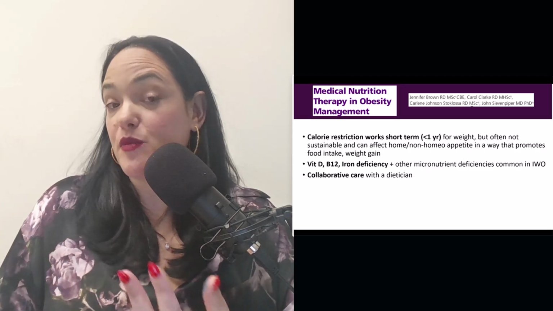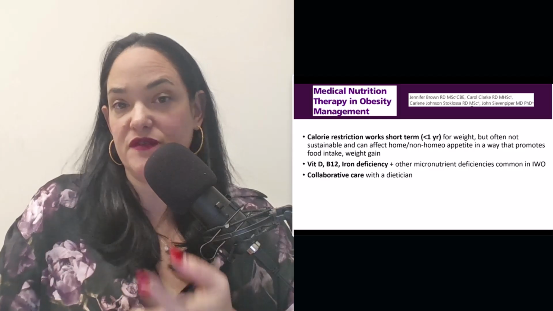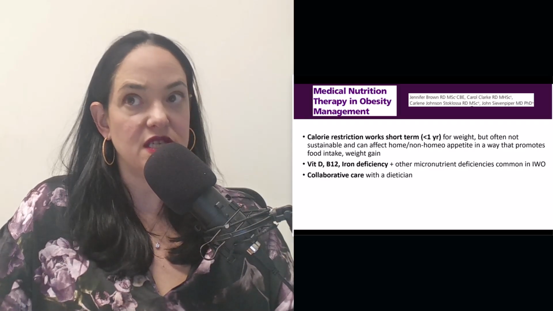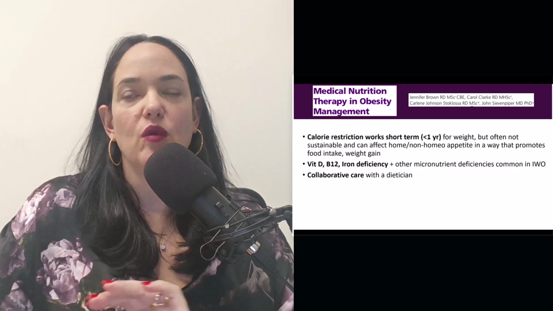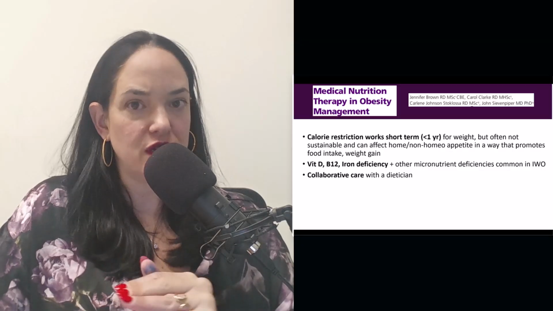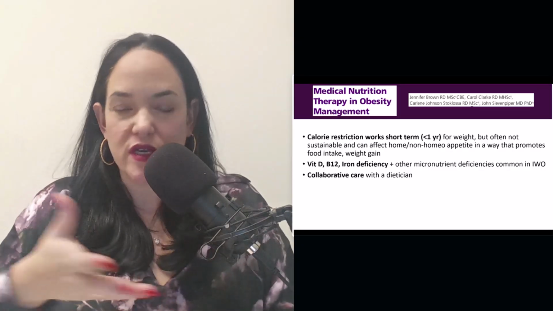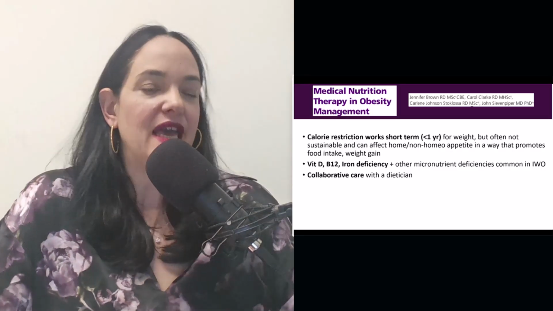Okay. Something else to bring up more specifically is that vitamin D and vitamin B12 and iron are common deficiencies in individuals with obesity, as are other micronutrient deficiencies, especially if someone's had bariatric surgery as well. So that's a good place for a dietitian or a doctor to do a screening and to decide on the best supplement or food based approach to that. Okay, collaborative care with a dietitian if possible.